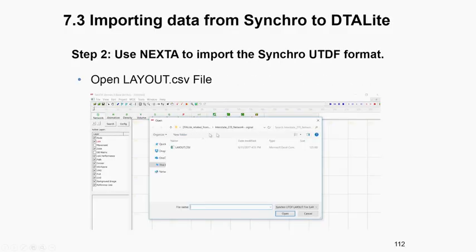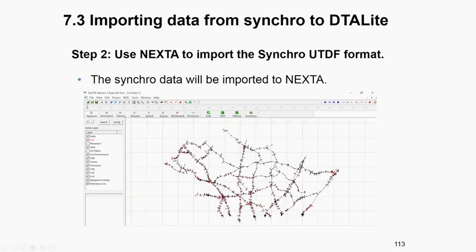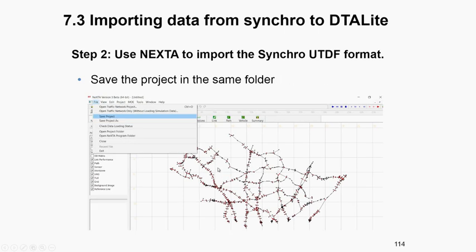Okay, open up this dataset, specify the layout.csv, click on OK, then you can import this dataset from Synchro. So let me show you this step later on. I want to go one more step further.